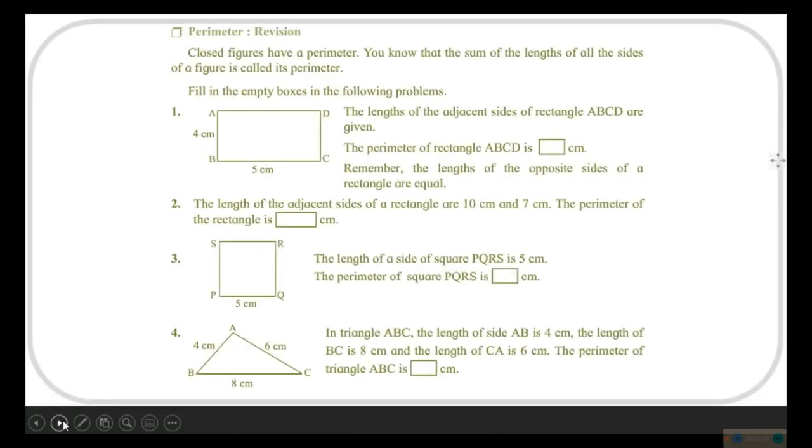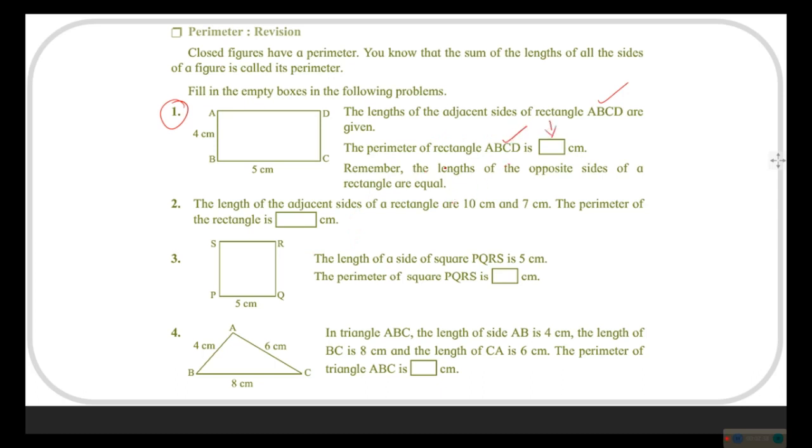This is for revision of perimeter from your textbook. Certain figures which are familiar to you are given, and you are asked to fill the empty boxes in the question. I have copied it directly from your textbook because this is for revision and it is the right method also. The first one: the lengths of the adjacent sides of rectangle ABCD are given. The perimeter of rectangle ABCD is asked, and we have to write it here.